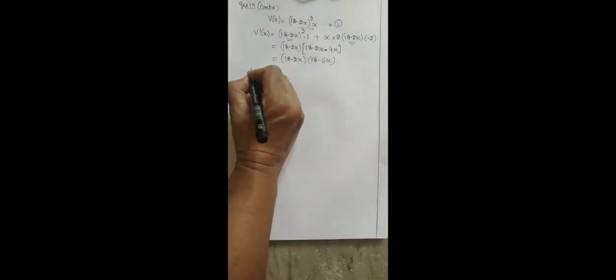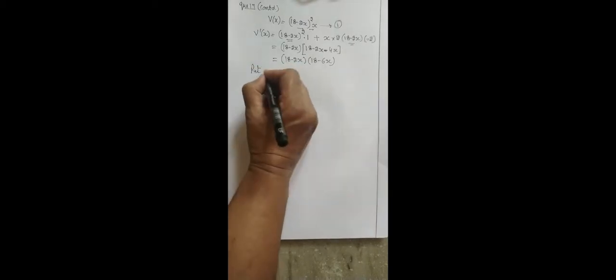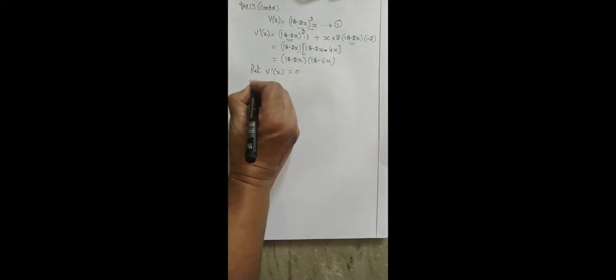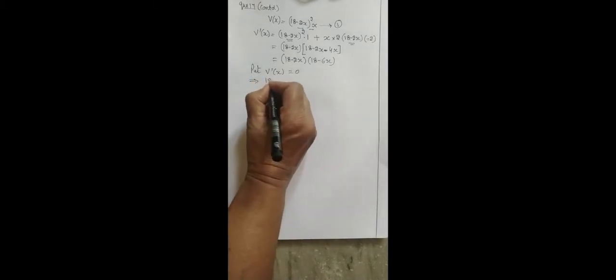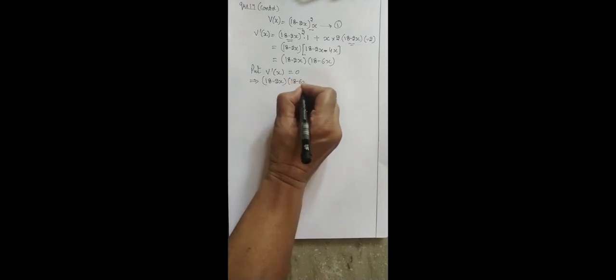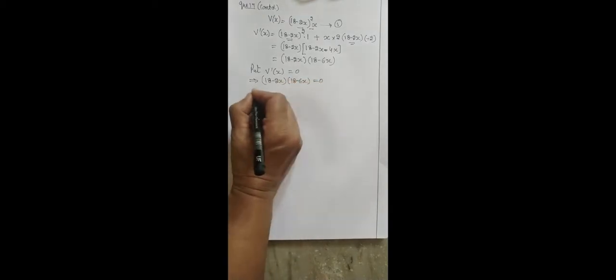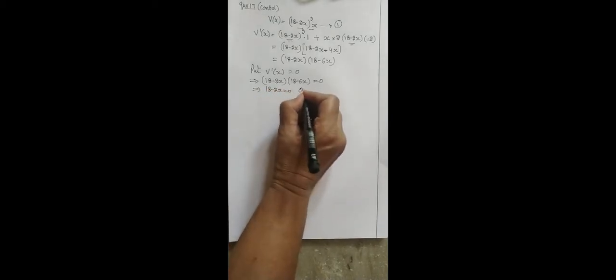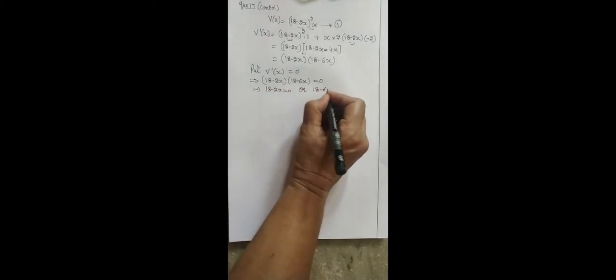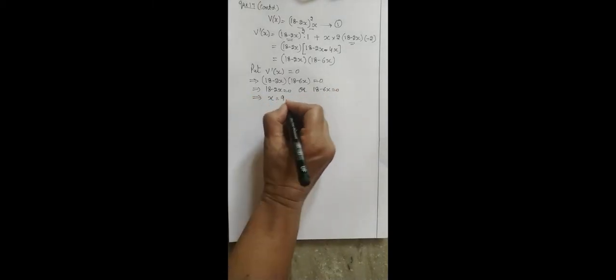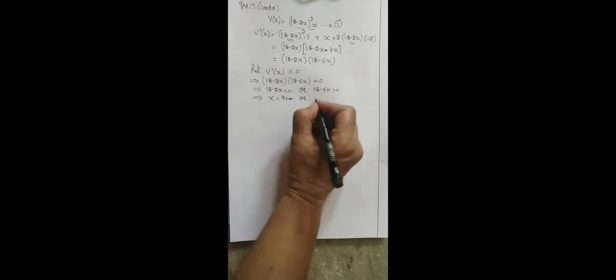Now for finding the critical points, I will put V'(x) equal to 0, which gives me the result that (18 - 2x)(18 - 6x) is equal to 0, which implies either 18 - 2x is 0 or 18 - 6x is 0, which gives that x is equal to 9 centimeter or x is equal to 3 centimeter.